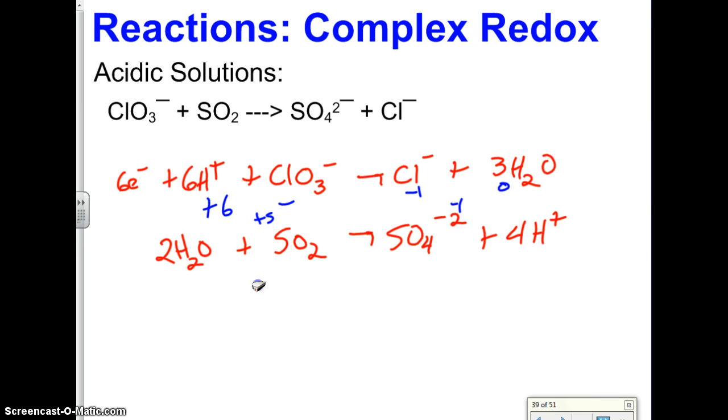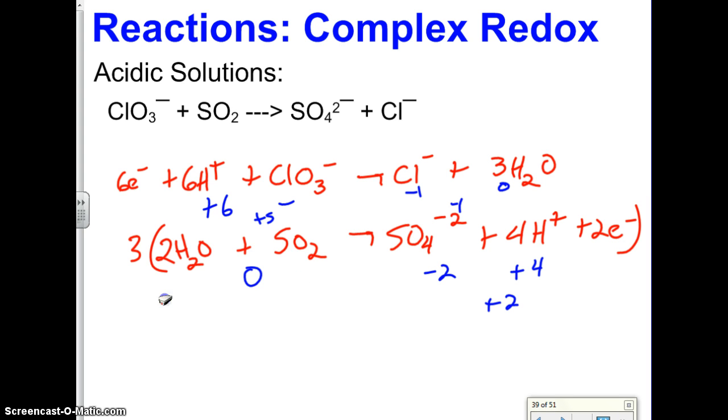Down here, same thing. We have 0 on this side of the equation because SO2 and H2O are neutral. Sulfate is negative 2, and we have a positive 4 from our hydrogen ions, so that gives us a total of positive 2. So if we're going from 0 to positive 2, it means we lost 2 electrons. So we're going to add 2 electrons here. Okay, 6 to 2, we simply multiply the bottom one by 3 to get what we want.